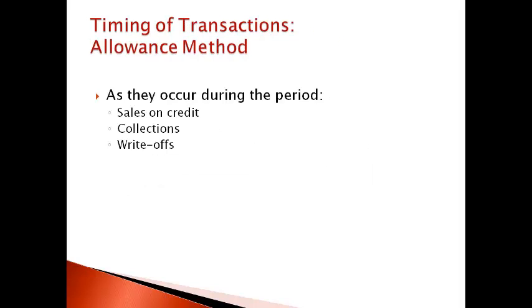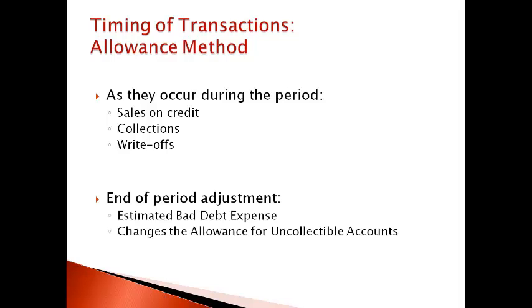Sales on credit, collections, and write-offs are recorded as they actually occur during the period. Bad debt expense is estimated and recorded at the end of the period in order to be reported in the same period as the sales. Recording bad debt expense always changes the allowance for uncollectible accounts.